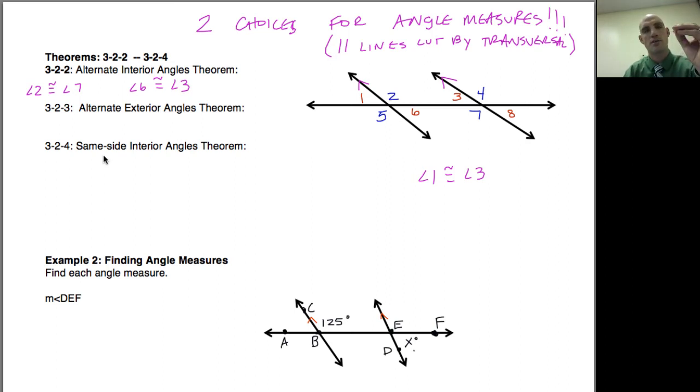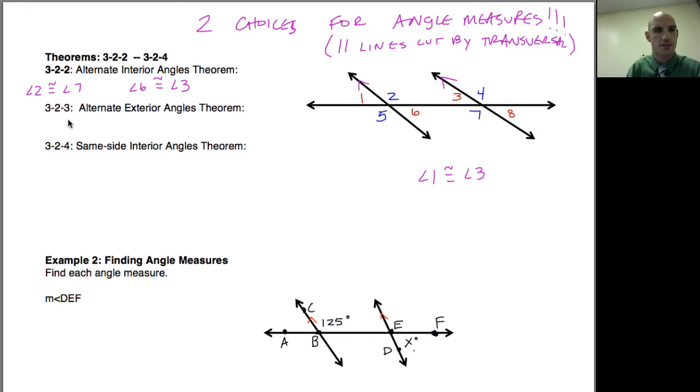Parallel lines cut by a transversal. The alternate interior angles theorem says in two lines cut by a transversal, alternate interior angles are congruent. That's all there is. Two choices. So it's either the red ones or the blue ones.